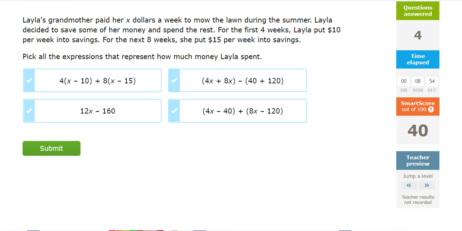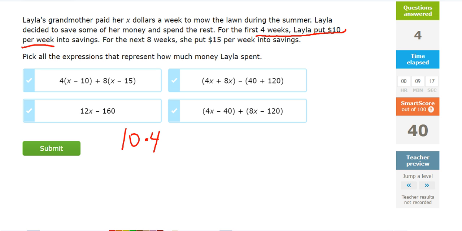Okay, so again, walk back through it. She is going to spend some and save some. For the first 4 weeks, she puts $10 per week into savings. For 4 weeks at $10 per week, that means it will be $10 times 4. So that's 10 times 4 for the first 4 weeks.